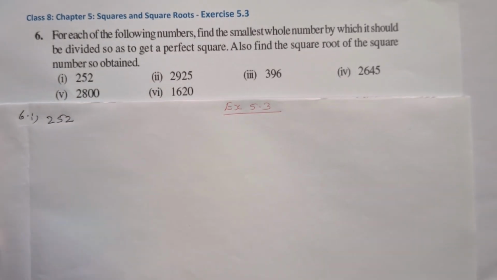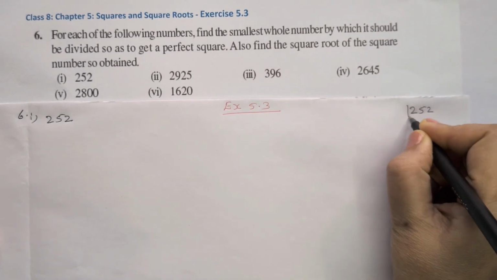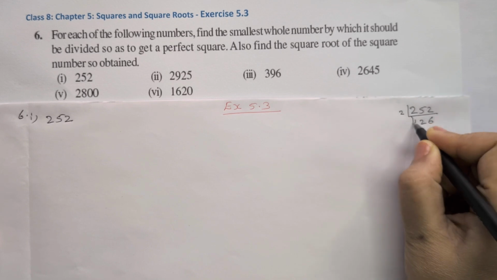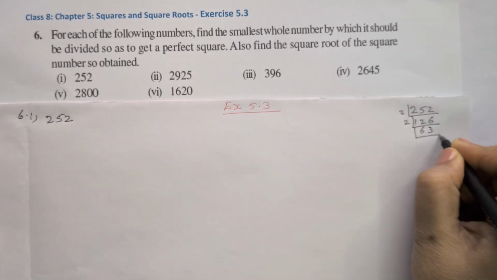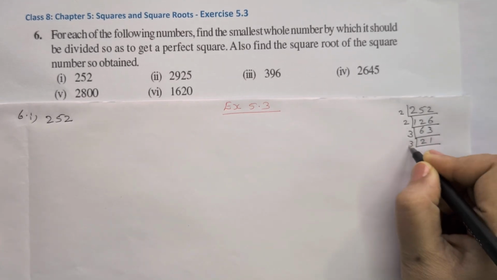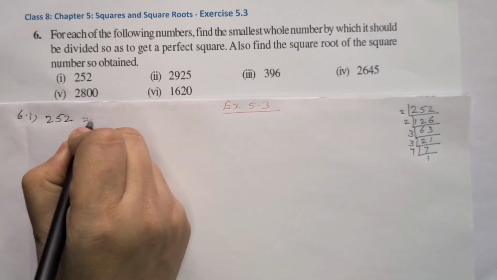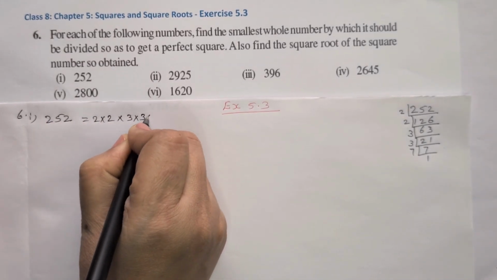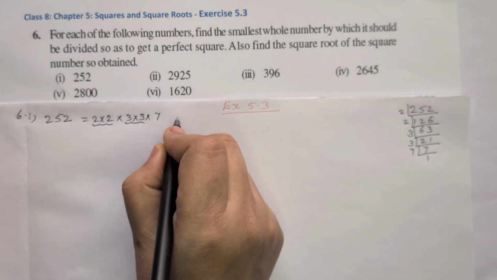252. So first we have to prime factorize that number, 252. We can divide by 2, 126, again by 2, 63, then by 3, 21, 3, 7, 7, 1. So here we are getting that as 2 into 2 into 3 into 3 into 7. Here 7 has no pair.